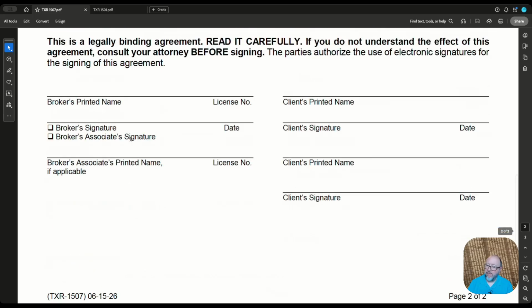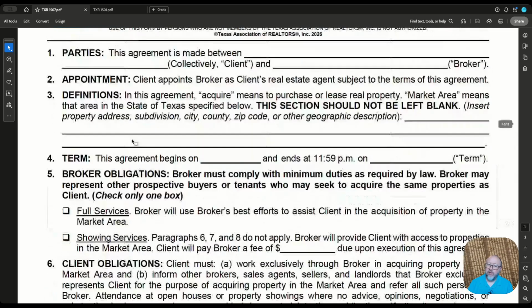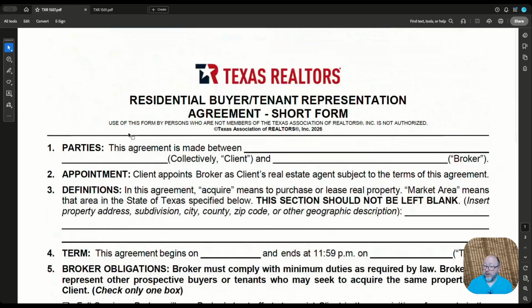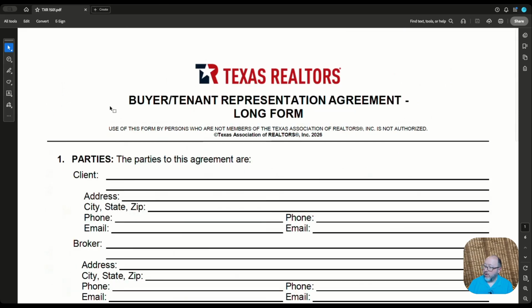Again, this is just a 2-pager. This is pretty easy. I don't know how many of you out there have been using the short form. I think the idea behind having a shorter form is that it's easier to walk through, especially with a potential buyer client who may be reluctant to sign an agreement. In that case, a shorter agreement might be more palatable to them than a longer agreement. All right, now let's look at the long form agreement.